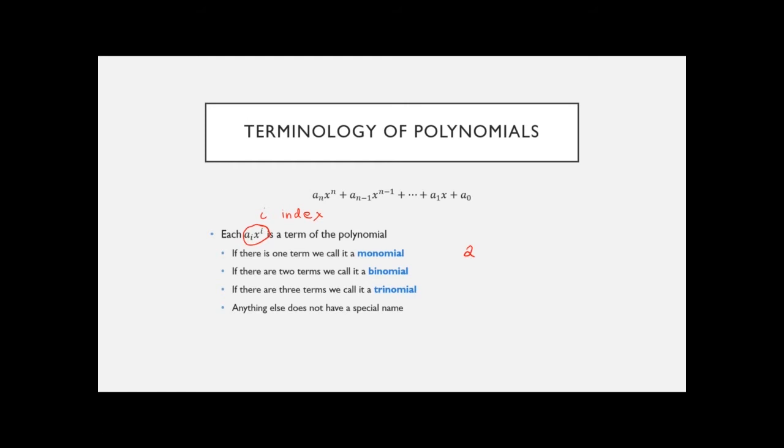But you could also have something that has a variable, like 3x squared. So it's just one term. You don't have any plus or minuses in there. So that's what makes it a monomial.